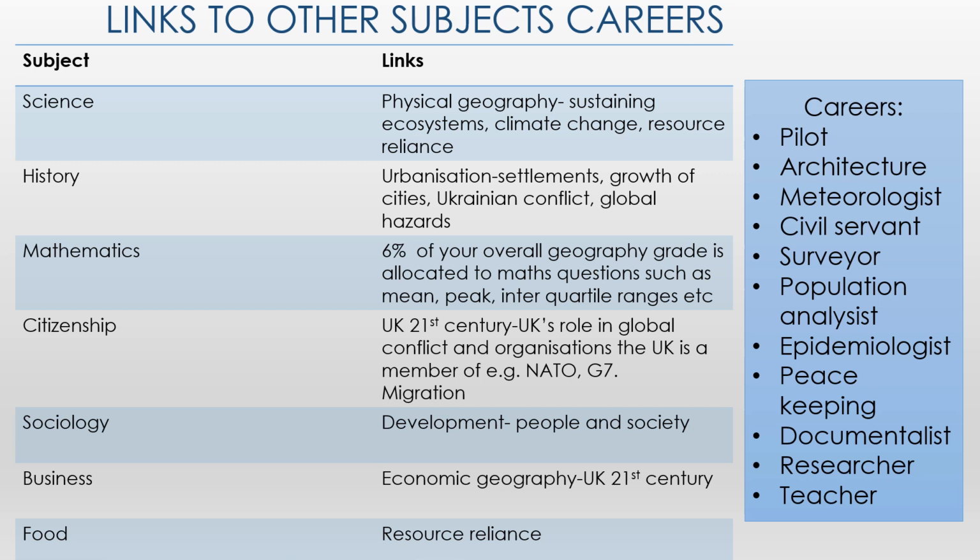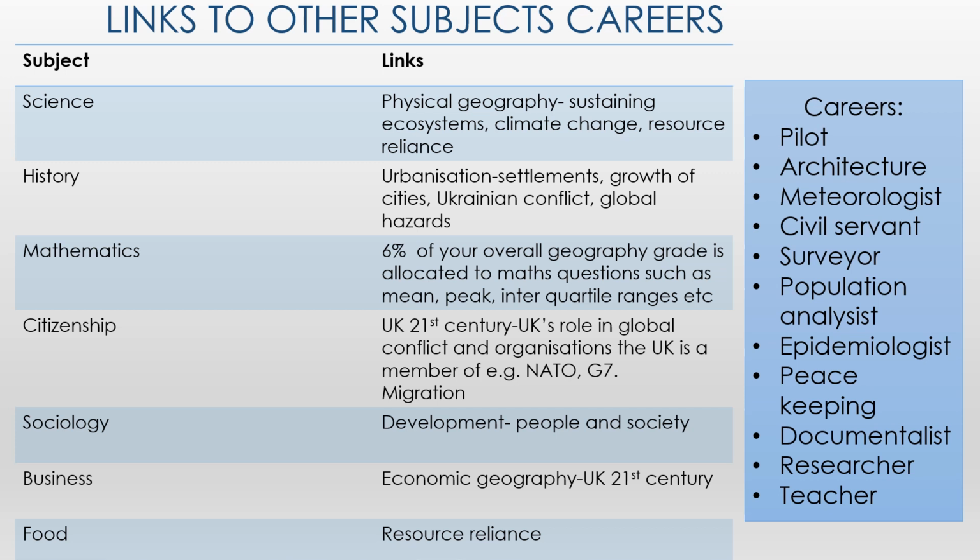Mathematics: every paper will have a mathematical question on it, and maths is worth 6% of each paper, so you can get anything from range and mean to interquartile ranges. Then citizenship: we've got quite a lot of citizenship links, such as global organizations, e.g. NATO and G7, and then migration, the different types of migration and how it links to the geography of a location. Sociology, development, just people in society.